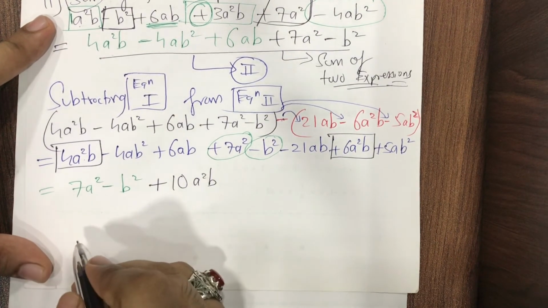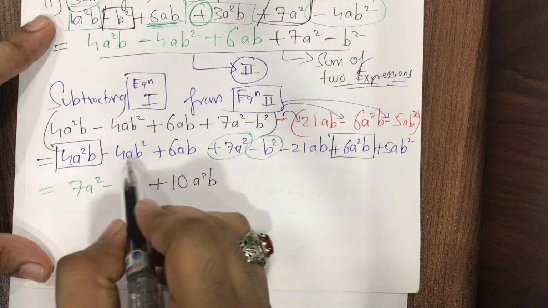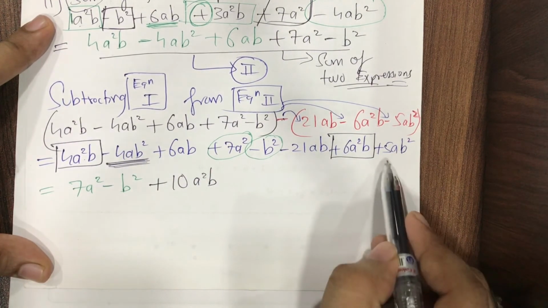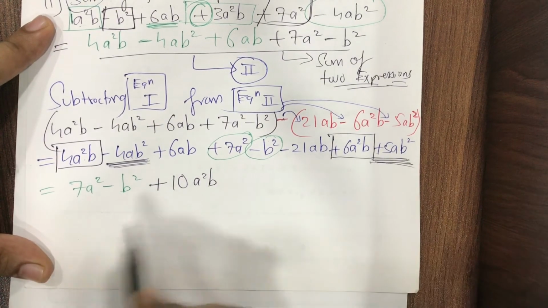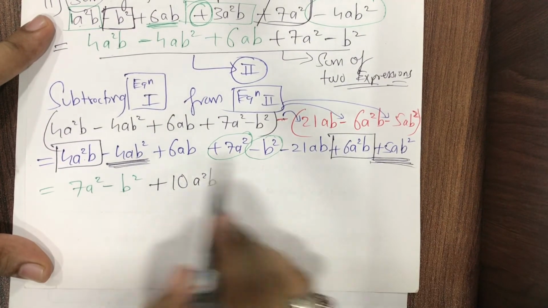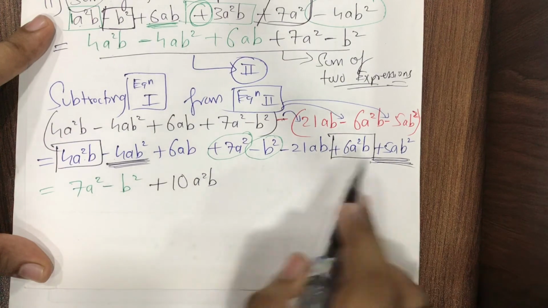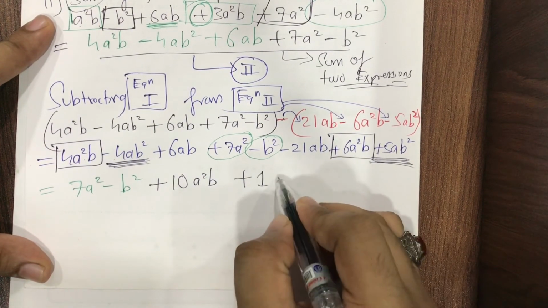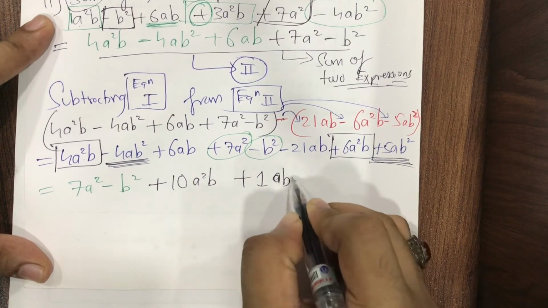Okay, now my question is how many times can you see ab square? So here I have minus 4ab square, and here I have plus 5ab square. Minus 4ab square and plus 5ab square. Minus 4 plus 5 gives me plus 1. So plus 1 ab square.